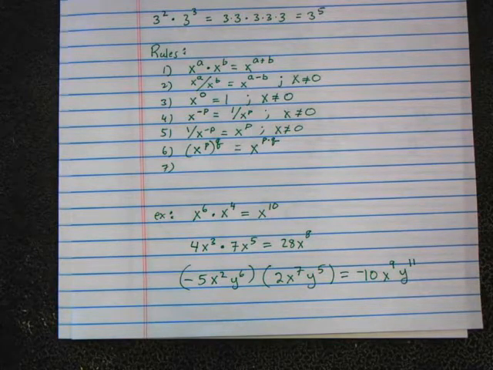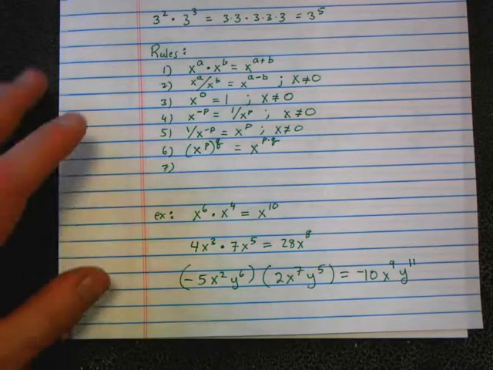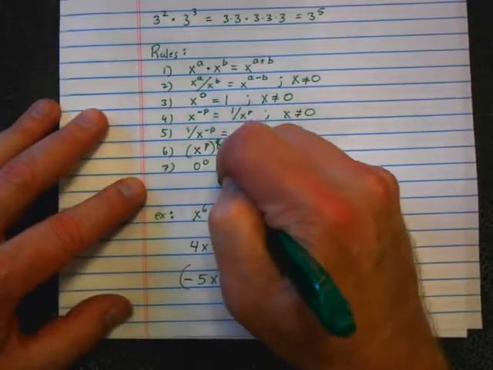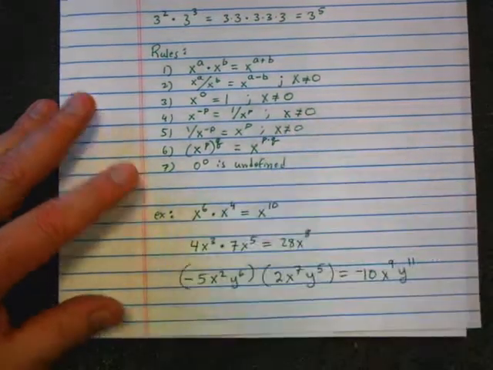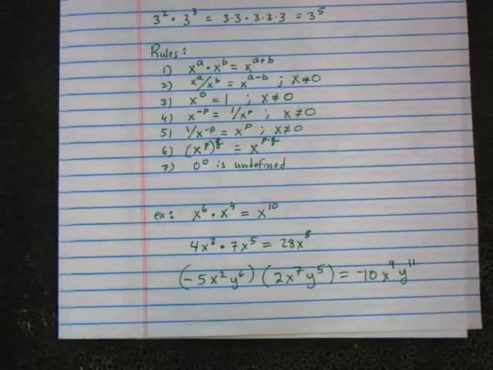So we got to pull that seventh rule. Seventh rule? Just make up the rule. Okay. 0 to the 0 is undefined. There you go. See? We had a seventh rule. 0 to the 0 is undefined.